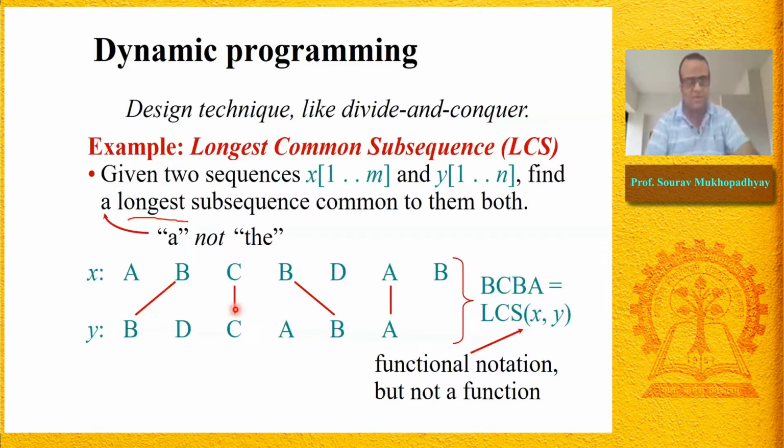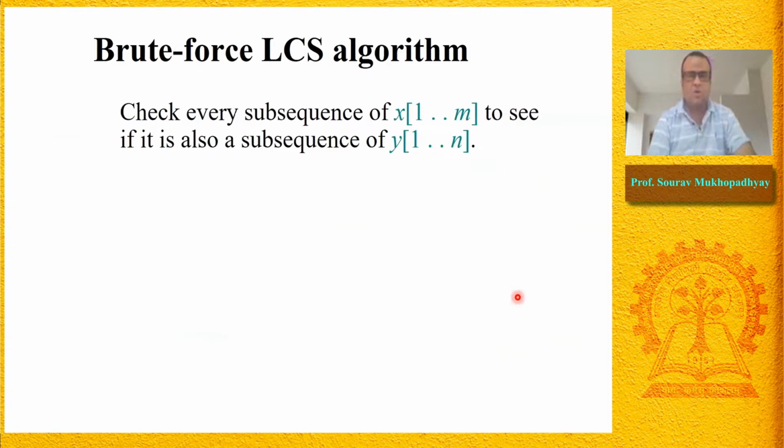So that's why we are interested in a longest common subsequence, not the subsequence itself, because the length is unique. The longest common subsequence length here is 4, and that value 4 is unique. So that is an observation we will use there.